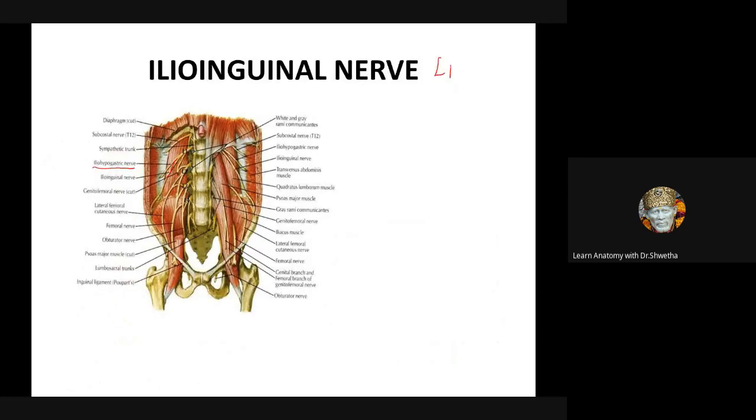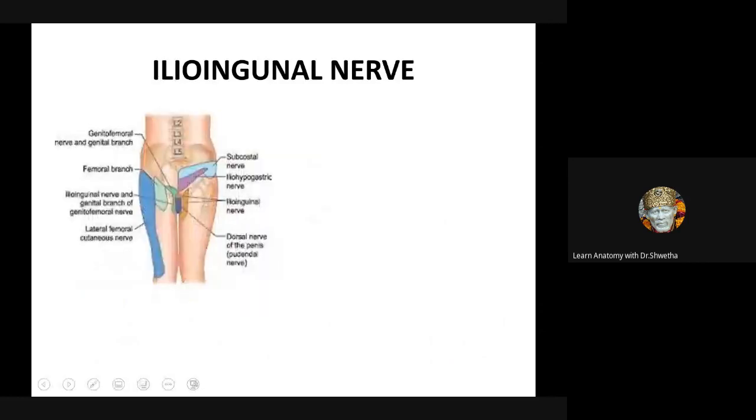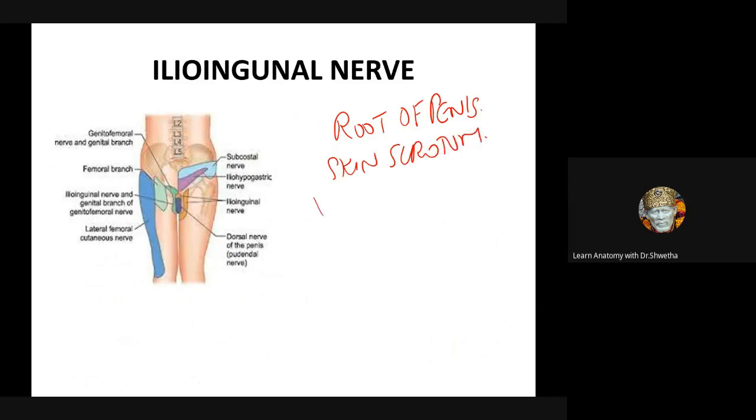Can you see a beautiful nerve here going? That is the ilioinguinal nerve. We will see what this ilioinguinal nerve will supply. It will supply the skin of the root of the penis in males. It will supply the skin of the scrotum in males. It will also supply the upper medial aspect of the thigh. In females, it will supply the mons pubis skin and also the skin of the labia majora.